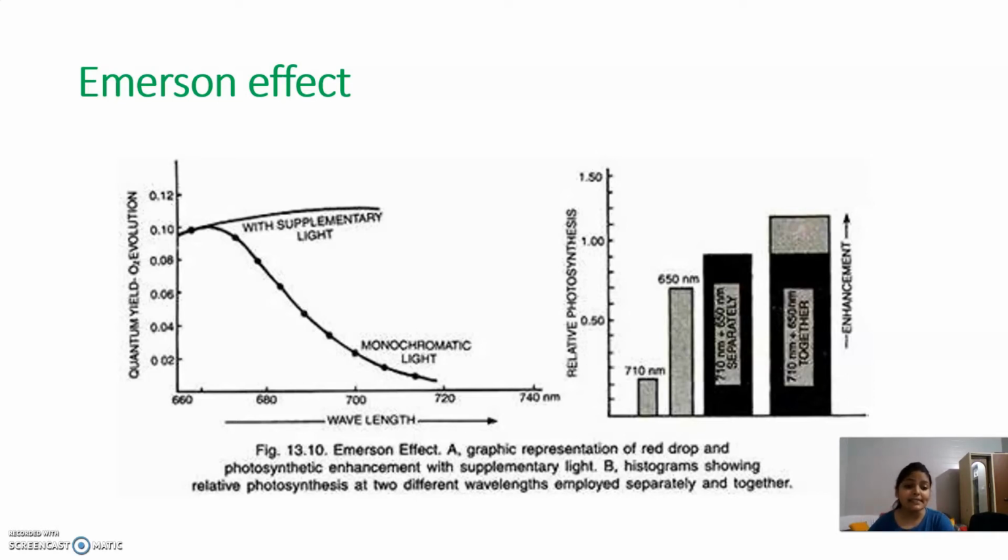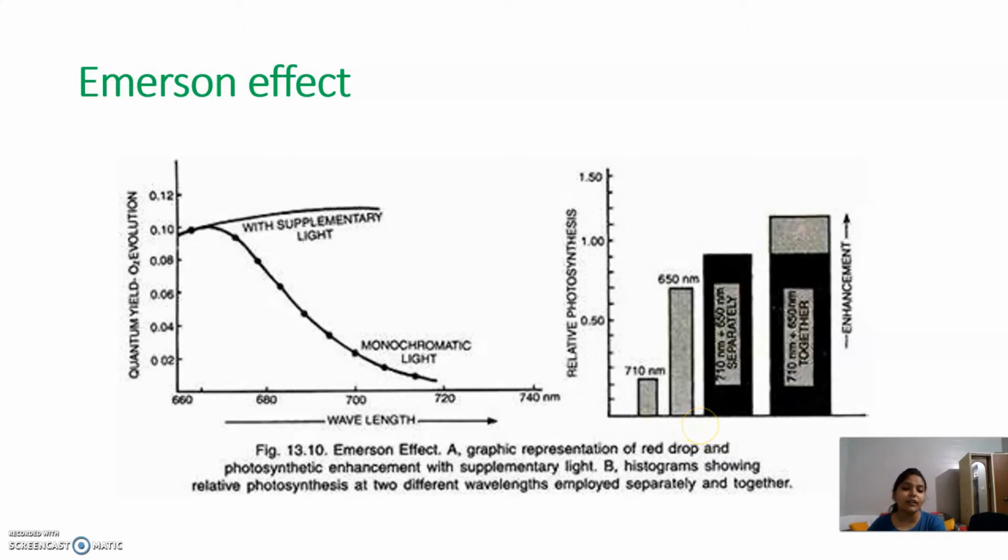Let's discuss what happens in the Emerson effect. When we provide the monochromatic light to the plant, the photosynthetic rate drops down. But when we supply the plant with the supplementary light of shorter wavelengths, the increase in the photosynthetic rate is observed. You can see in this diagram, when the higher wavelength of the light, more than 680 nanometers, that is 710 nanometers of the wavelength of light is provided to the plants, the photosynthetic rate was quite low.